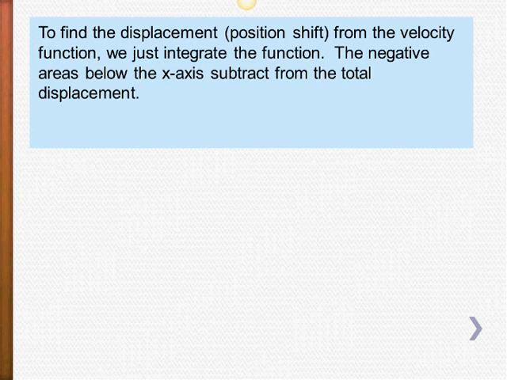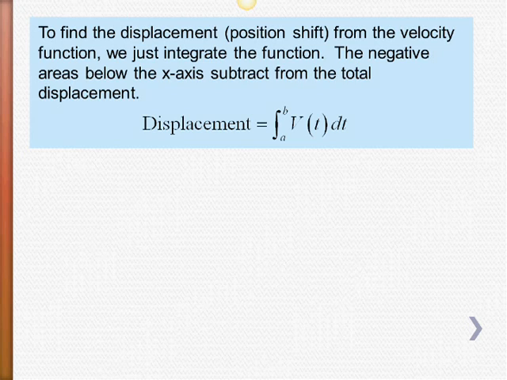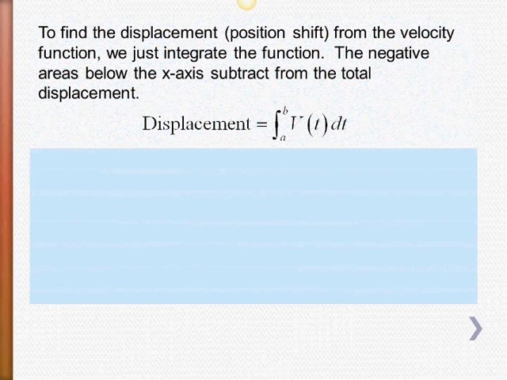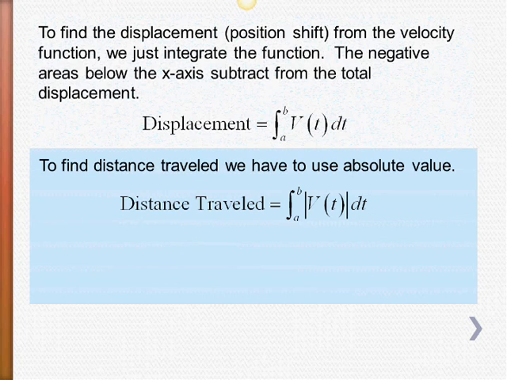To find the displacement, or the position shift, from the velocity function, we just integrate the function, because the integral takes into account net change. The negative areas below the x-axis subtract from the total displacement. So displacement is the integral from a to b of v of t dt. However, if I now ask you to find total distance traveled, we have to take into account those negative areas that were below the x-axis and make them positive. So that's why we say distance traveled is the integral from a to b of the absolute value of v of t dt. So all of this is review.